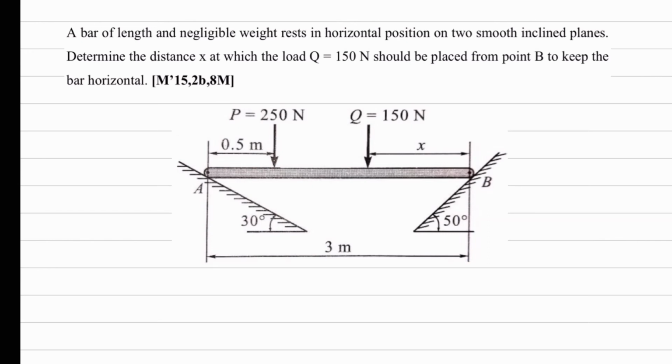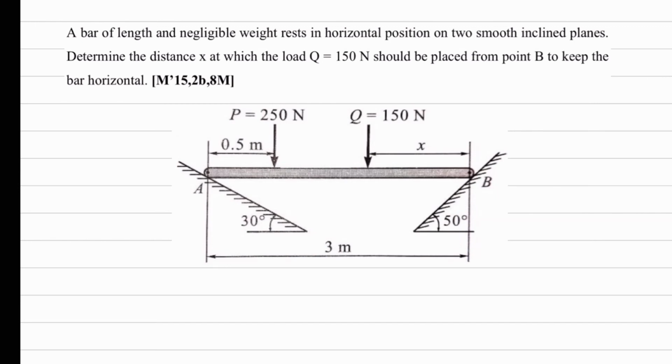Understand the numerical. A bar of negligible weight rests in a horizontal position on two smooth inclined planes. So here you can see this plane and this plane. These two planes are inclined. The angle of inclination is given over here. This is 30 degree and this angle is 50 degree. Okay, now what is asked in the question? It is given that the weight is negligible. So here we don't have weight. Weight is not given in the question. That is the first part which you should note.